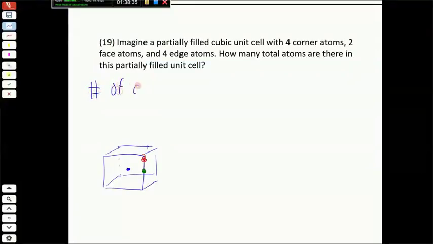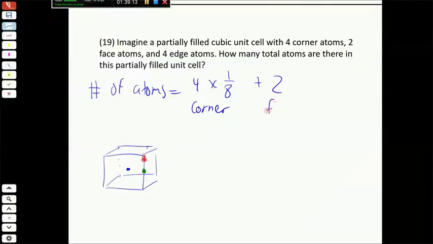We have to recognize that if we have 4 corners filled, each corner is shared by 8 adjacent unit cells. So think about taking these cubes like little blocks and stacking them in all different directions. Each corner is going to be a boundary between 8 different ones, 4 that are below, 4 that are above that corner. And so each corner counts as 1/8 when we're counting atoms in a cubic unit cell. We have 2 faces that are filled in this case. Each face is going to be the borderline between 2 of those unit cells as we stack them together. So each face counts as a half.